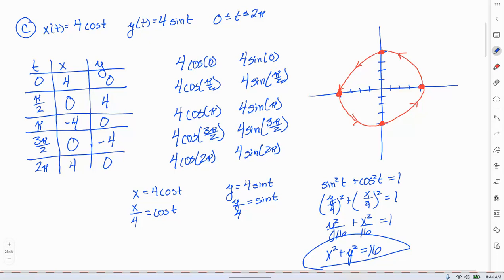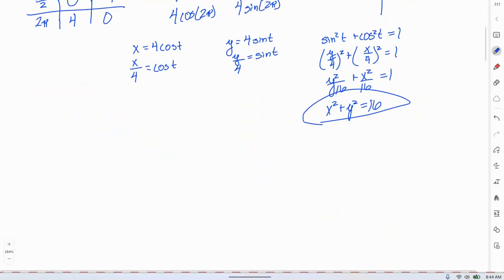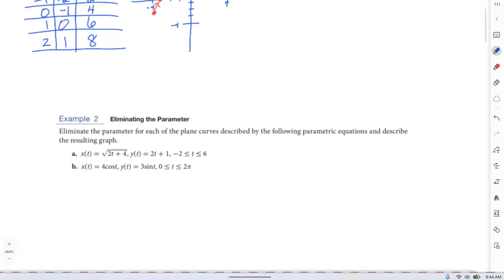So we've talked about graphing, we've talked about orientation, we've talked about converting back to a rectangular equation from a parametric equation. Let's look at a couple more of those. This is where you may want to pause the video, try it, and then come back and check your answer.